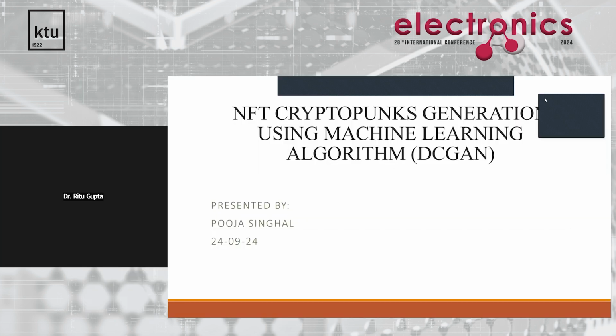I'm here to present my paper, NFT CryptoPunks generation using a machine learning algorithm, that is DCGAN. A non-fungible token, or NFT, is a kind of digital asset that signifies ownership or proof of authenticity. Can I have the next slide, please?